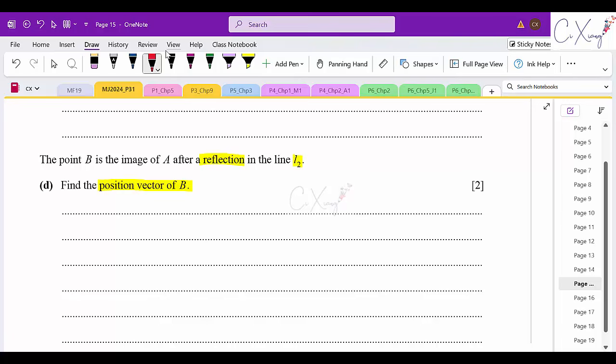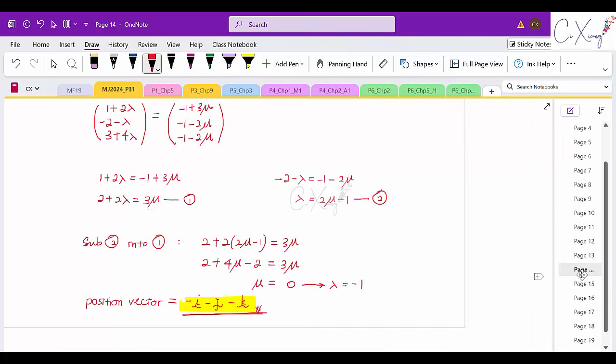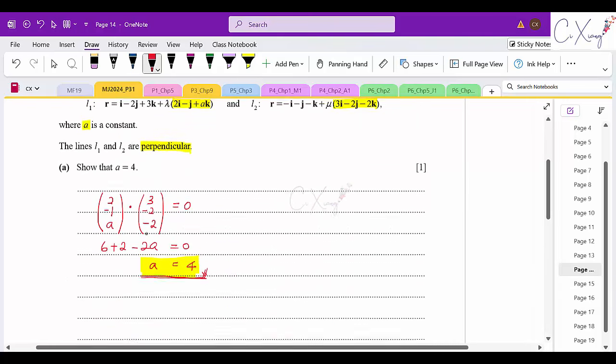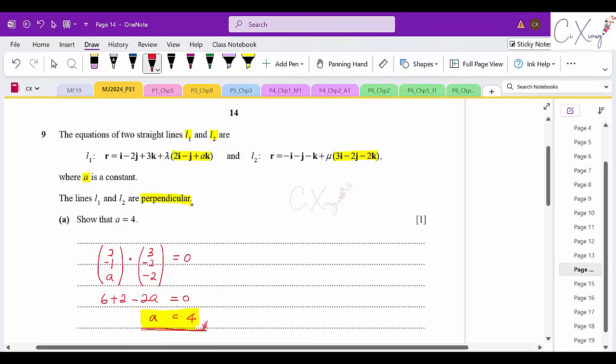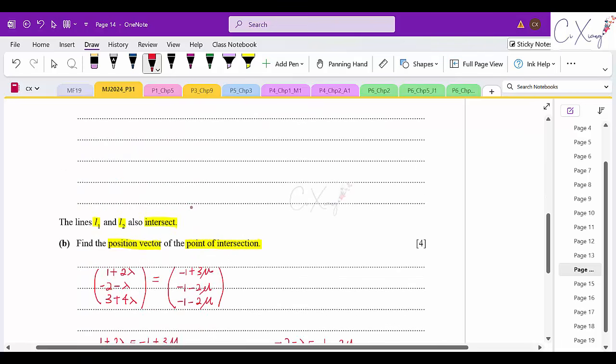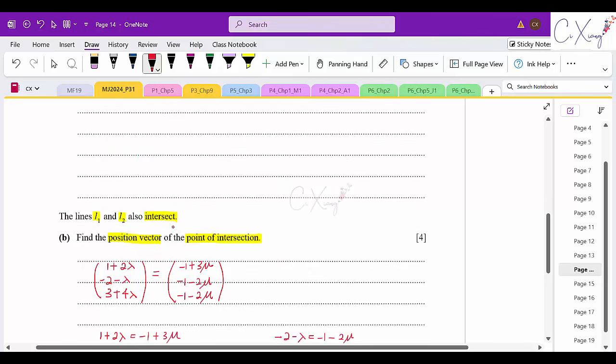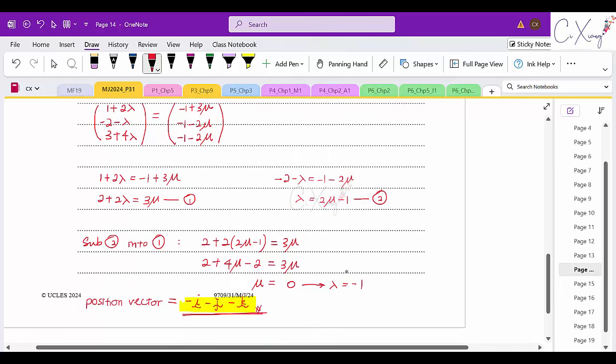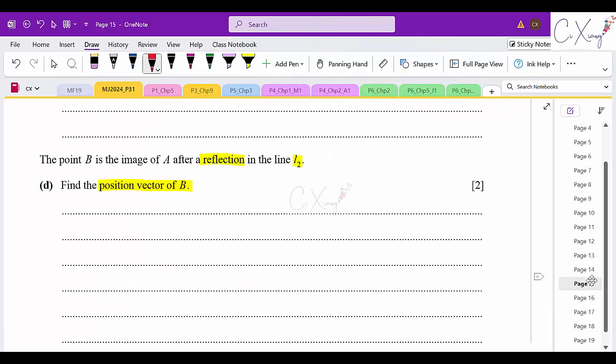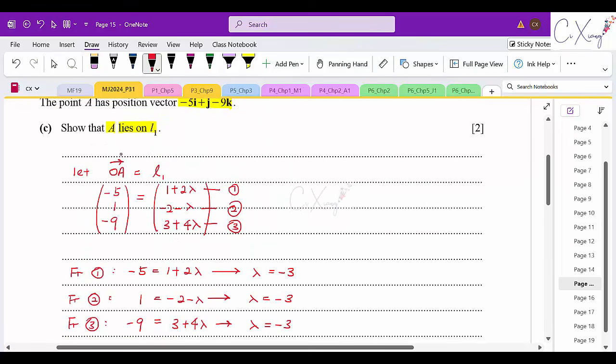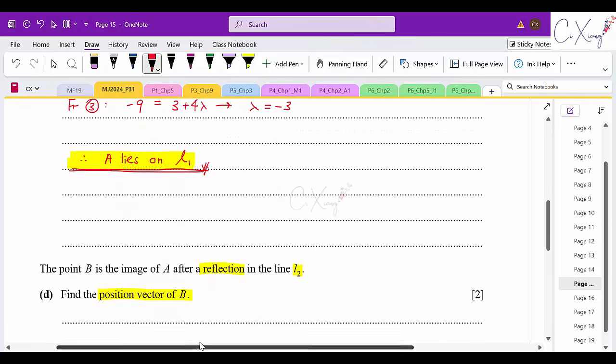Alright, so just now in part A, let's have a look at this question one more time here. In part A, I know that the lines are perpendicular to each other. So that's the first information. Second information is the lines also intersect. When the lines intersect, the value of lambda is negative 1 and mu is 0. Then for the third part, I know that A lies on line number 1. And now they want you to find out the position vector of B.